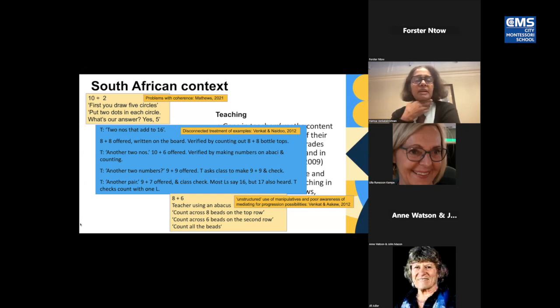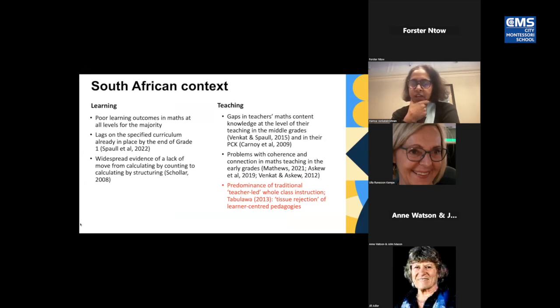So coming back and summarizing that, there are problems at both teaching and learning levels, which seemed, certainly on initial reading, quite distant from some of the lovely writing that I was reading about in variation theory. But one further problem that I will mention at the level of teaching, and this is writing that actually comes from Richard Tabulawa in Botswana.